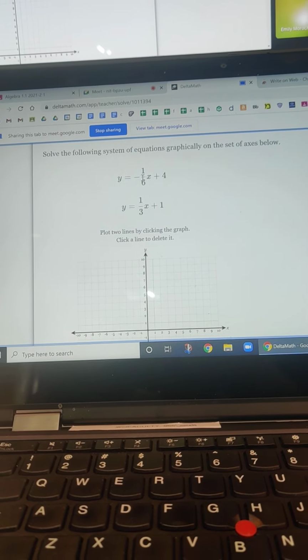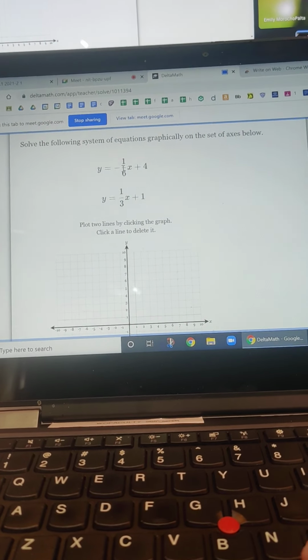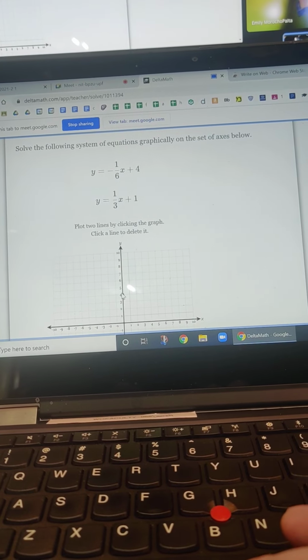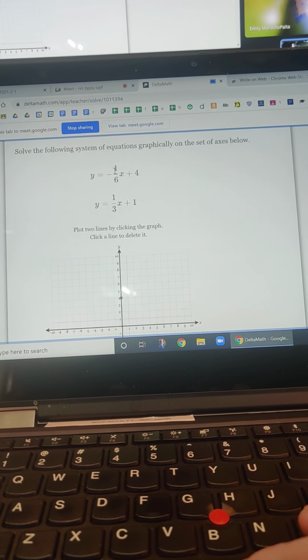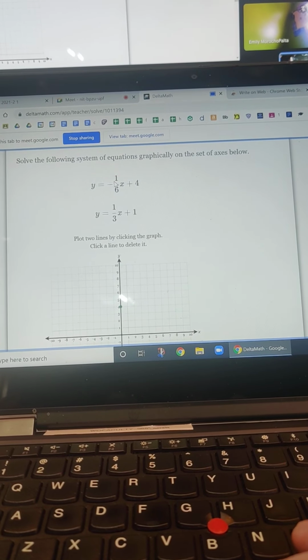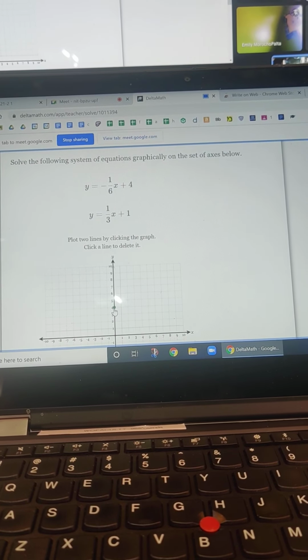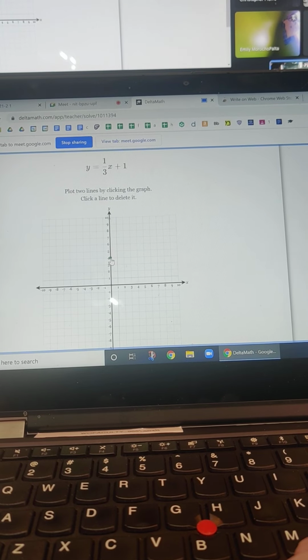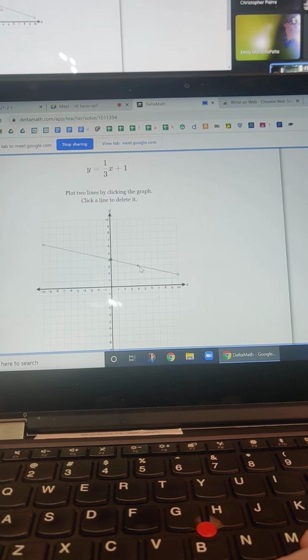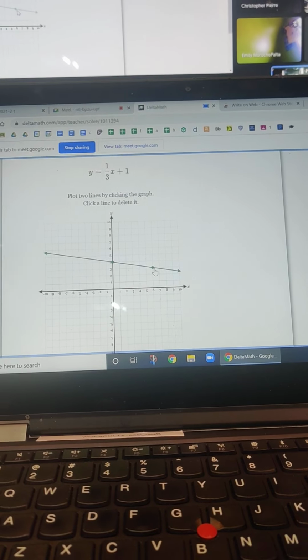Y equals negative 1/6 x plus 4. So I start with the plus 4 and I put a dot there, all right? Now, this right here, that's negative 1/6, if you remember, is my slope. That's telling me go down 1 and right 6. So from this point, from that green point, I go down 1 and right 6. 3, 4, 5, 6. That's it.